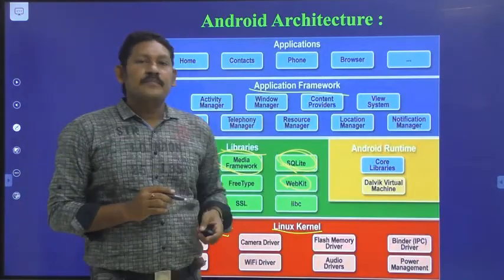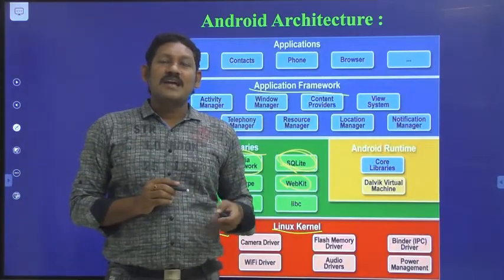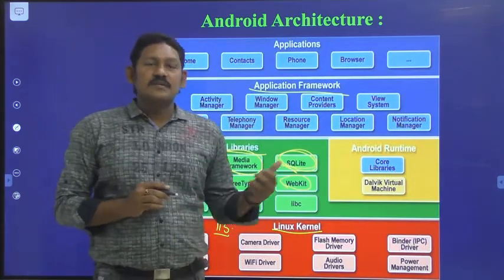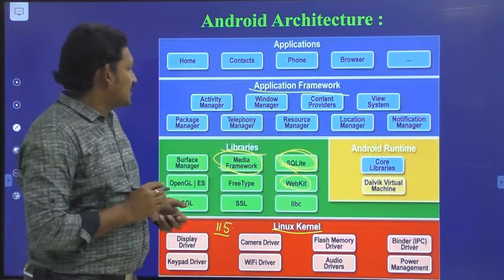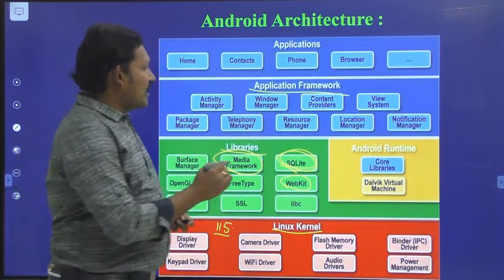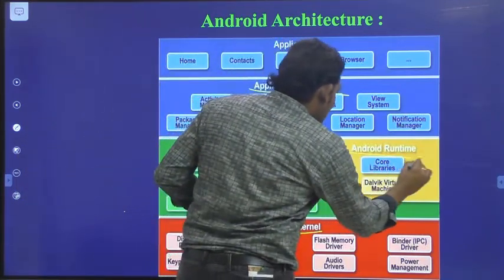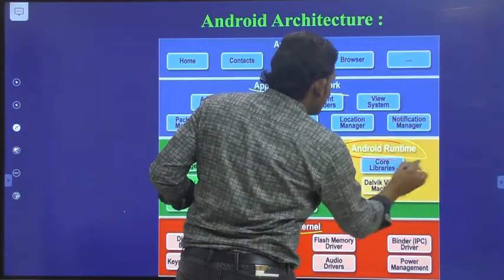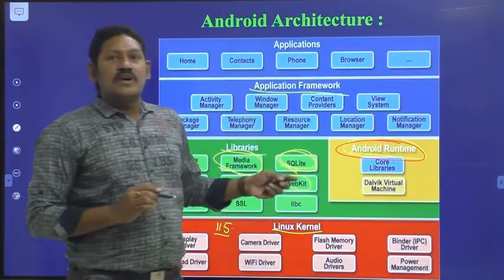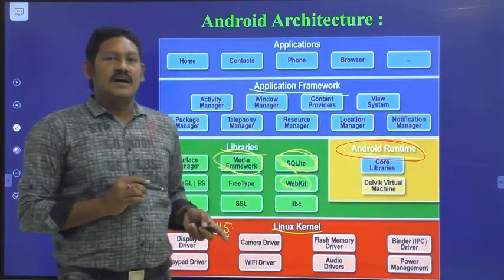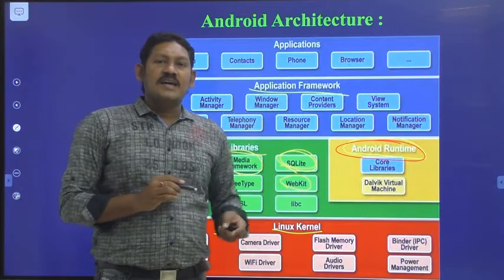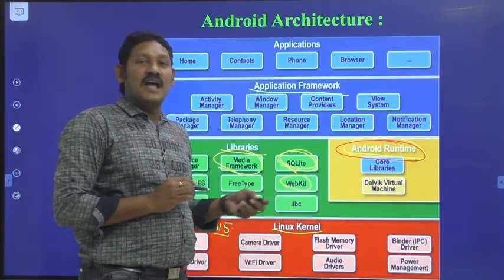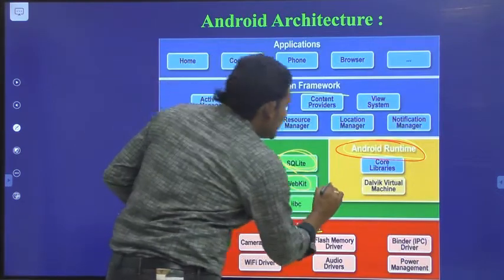Next we have Android Runtime also. What is Android Runtime? It is in the third section. Here in this section, Android Runtime provides a key component called DVM. DVM is nothing but the Dalvik Virtual Machine.